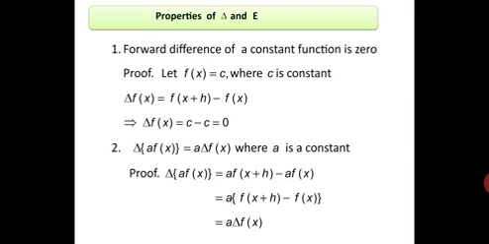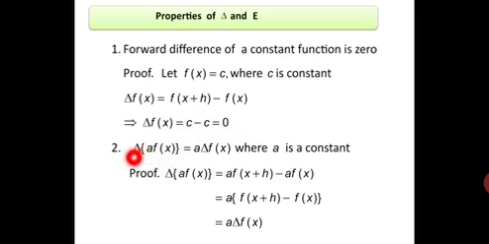Forward difference of a constant function is 0. If you apply a forward difference to the constant, then its value will be 0. So you can see it here. Proof for that: let f of x equals c, where c is a constant. Now I have to apply the forward difference formula for this. So delta of f of x, what does it say? f of x plus h minus f of x, right? It is nothing but a forward difference. Therefore both the values are constant, so it is 0.